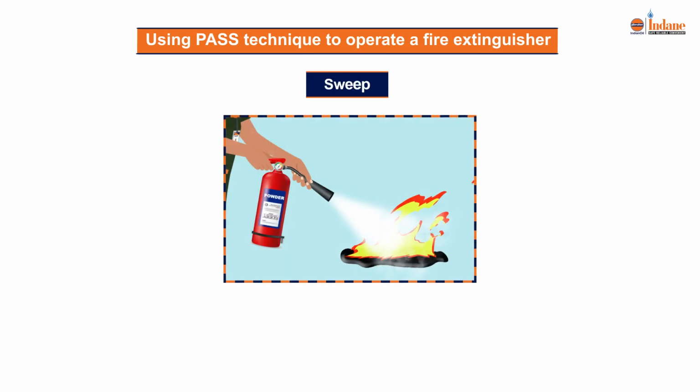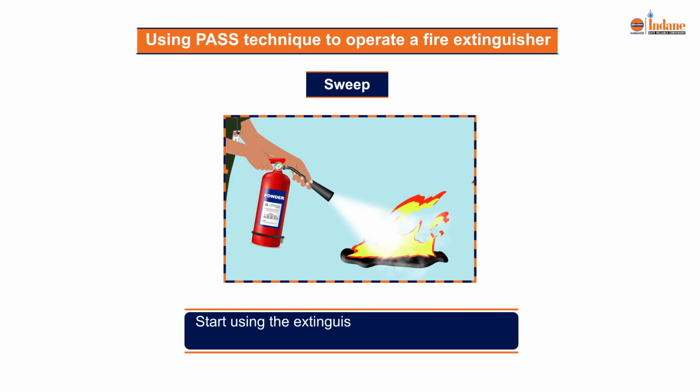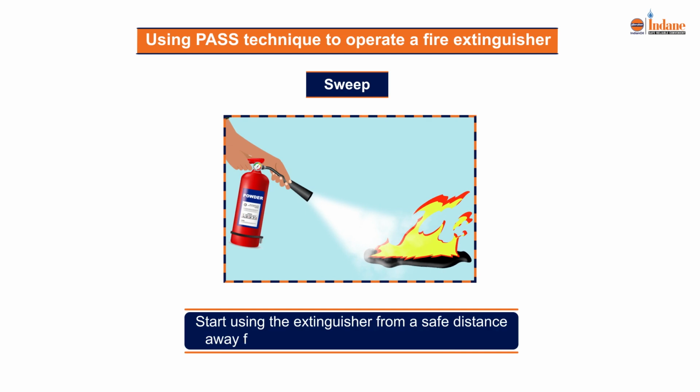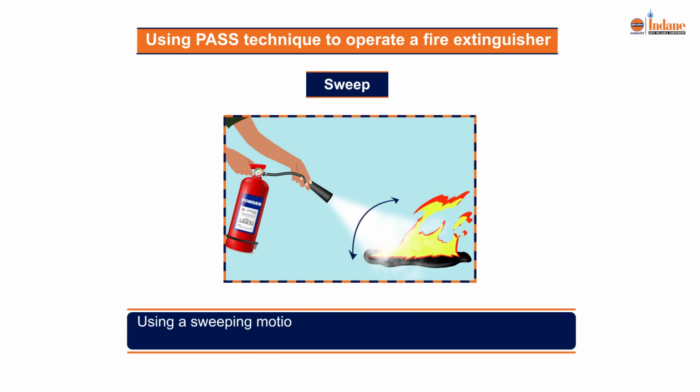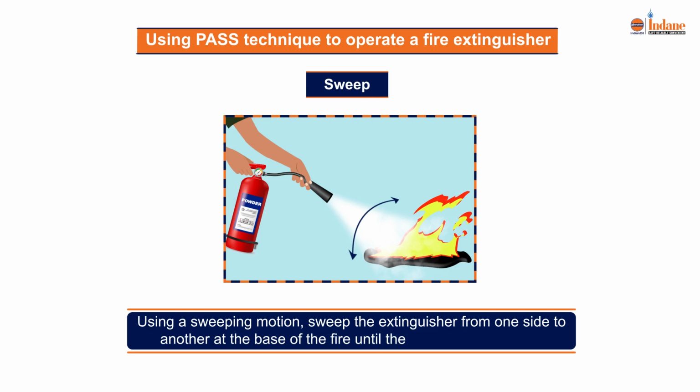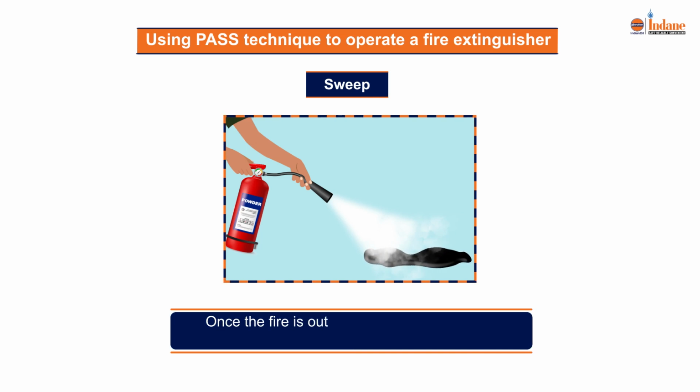Finally, sweep. Start using the extinguisher from a safe distance away from fire, and then slowly move forward. Using a sweeping motion, sweep the extinguisher from one side to another at the base of the fire until the fire is completely out. Once the fire is out, keep an eye on the area. If the fire reignites, repeat steps 2, 3, and 4.